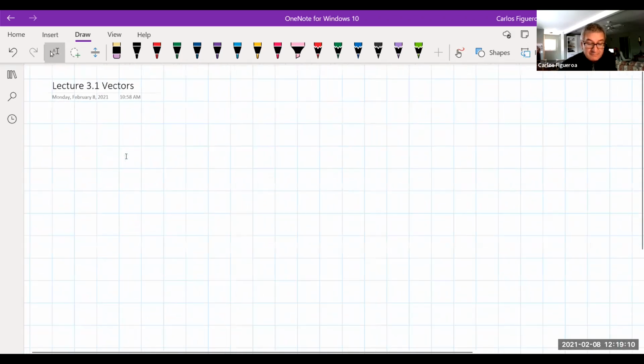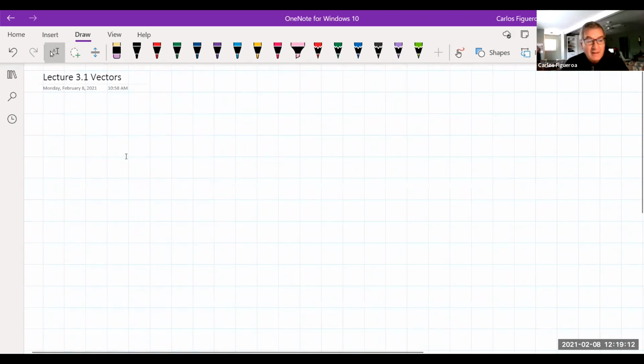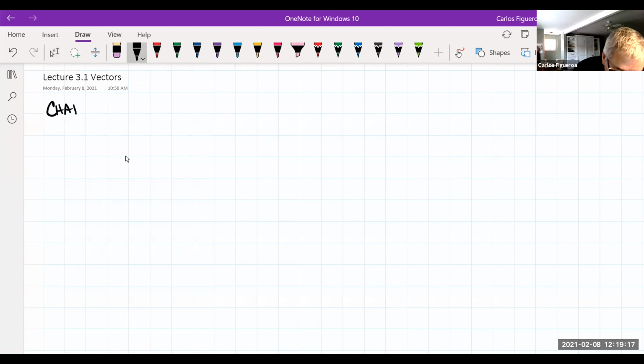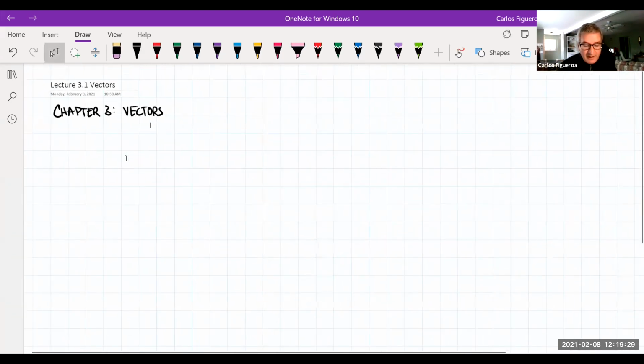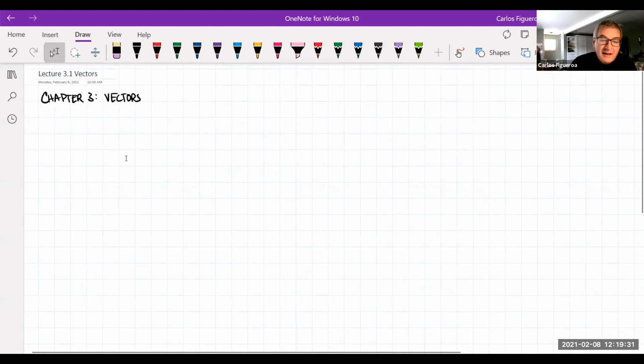We're in chapter 3. In chapter 3, we're going to be talking about vectors. And this chapter 3 is super important. The reason why it's important is it's mildly important in chapter 4, but it's immensely important in 5 and 6.